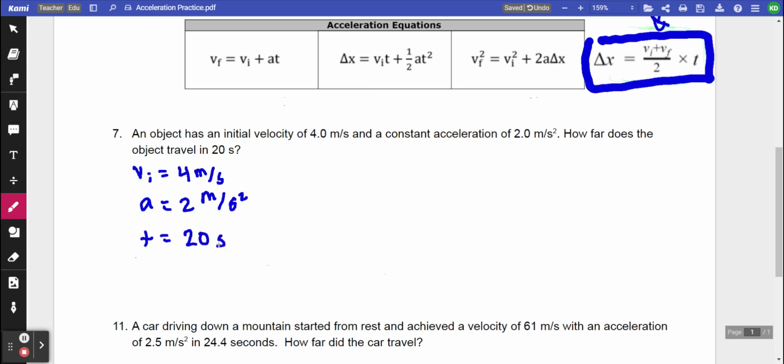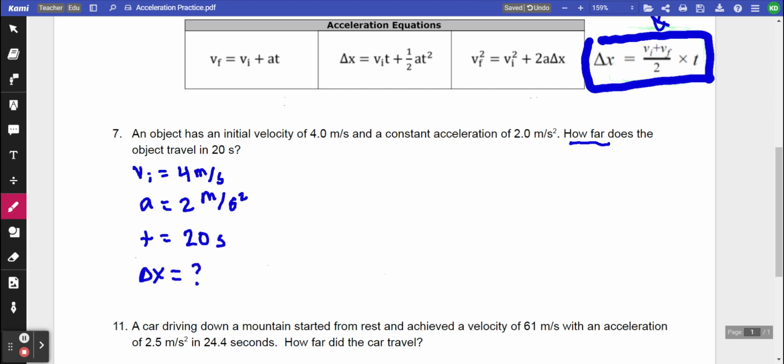So again, if I'm using the GUESS method, I'm going to label my givens. I have Vi, a, and t, but next step is going to be to label my unknown. What am I being asked to find? And in this question, I'm being asked how far, which means that I ultimately need to give a displacement, and that's x. So that's my unknown. So this is the G and the U of the GUESS method.